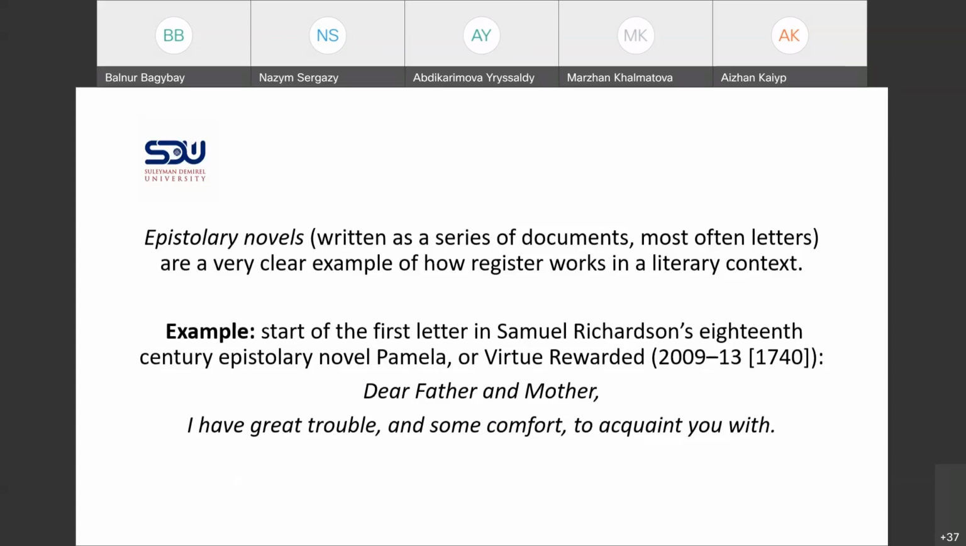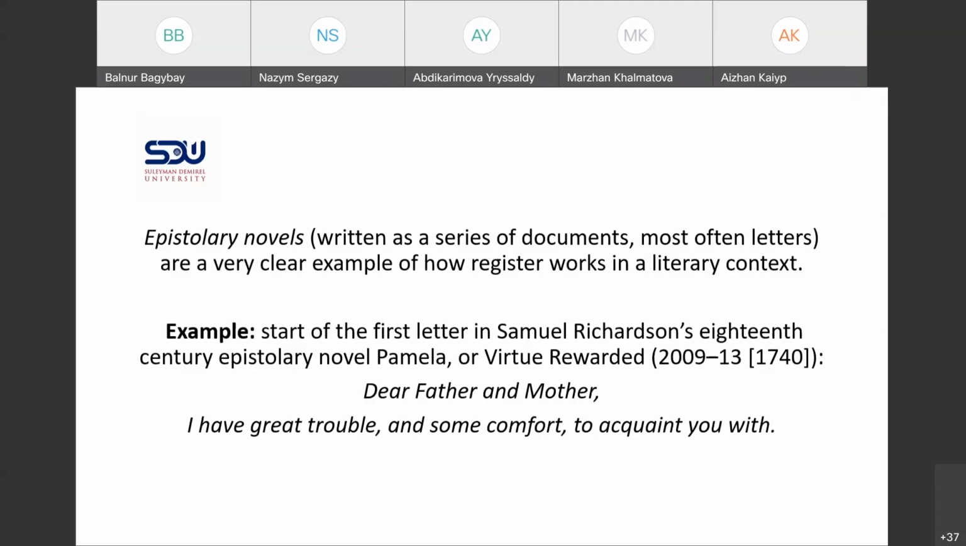The epistolary novel is a nice example for me to demonstrate to you how register actually works. So let's have a look at the example. It is the 18th century epistolary novel called Pamela, or Virtue Rewarded. The author is Samuel Richardson. In her letter to her parents, Pamela wrote, "Dear father and mother, I have great trouble and some comfort to acquaint you with."